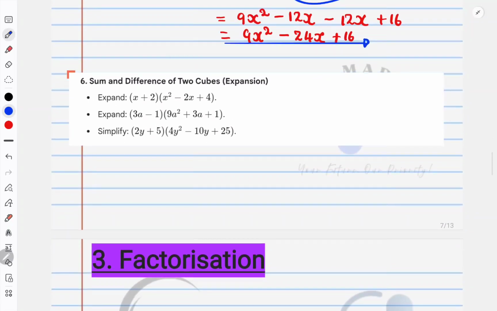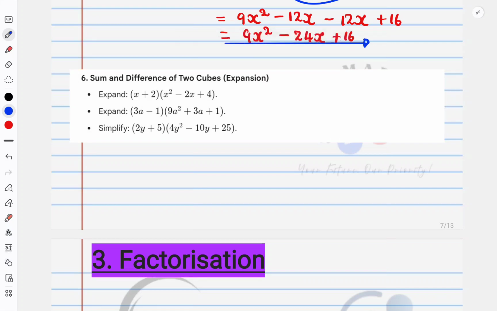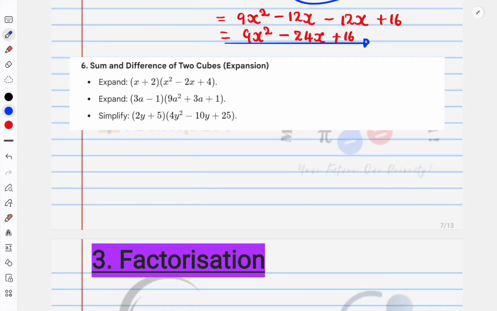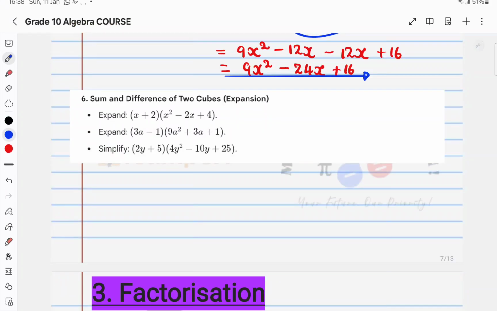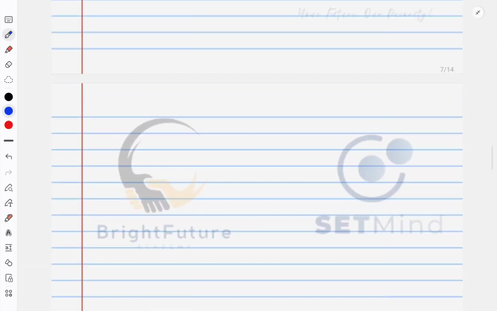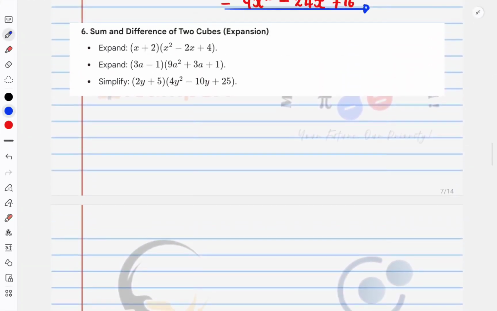Okay, and then we are going to deal with the sum and difference of two cubes expansion. Okay, let's add the page there. We are expanding the sum and difference of two cubes.